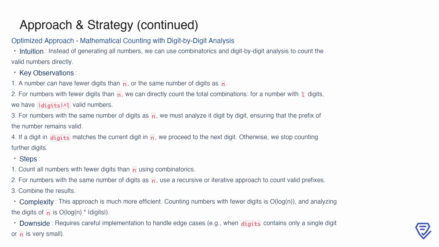For a number with L digits, we can quickly compute the combinations as digits^L. For numbers with the same number of digits as n, we need to carefully analyze each digit. Starting from the most significant digit, we ensure that the prefix of the number remains valid. If a digit in digits matches the current digit of n, we continue to the next digit. If not, we stop further exploration.